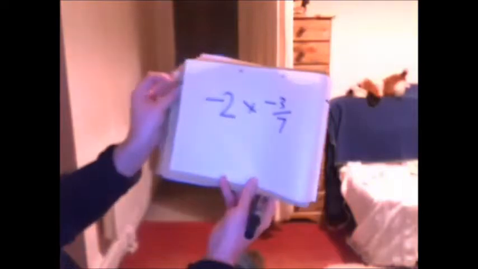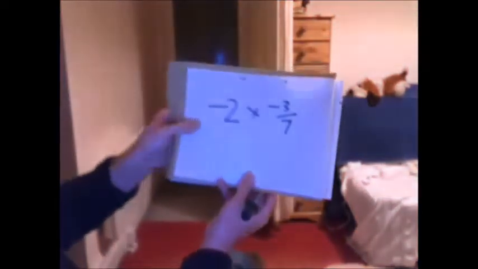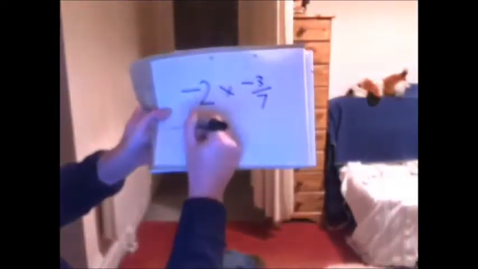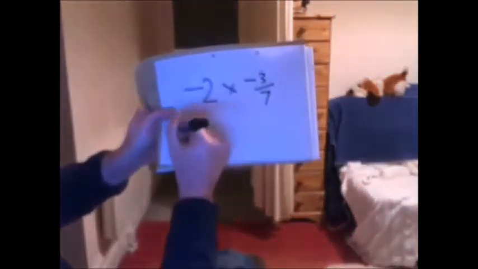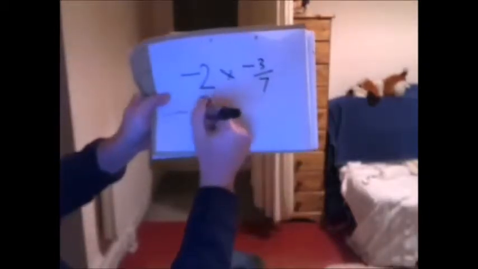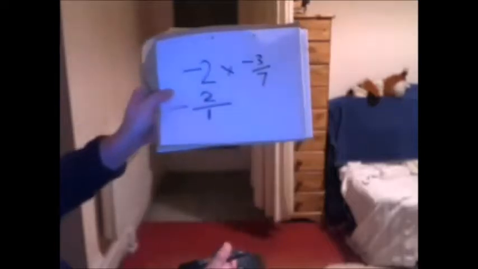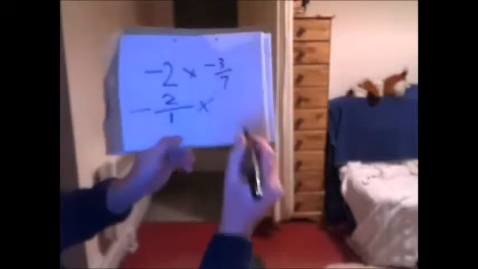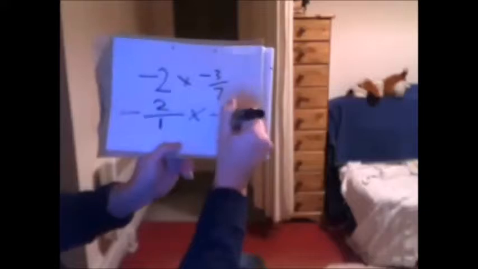we're now multiplying minus figures. Right, we want to turn this into a fraction straight away. Okay, so minus 2. Now you can show any integer as a fraction. It's just a simple case of putting the figure over 1. So we've got minus 2 times minus 3/7.